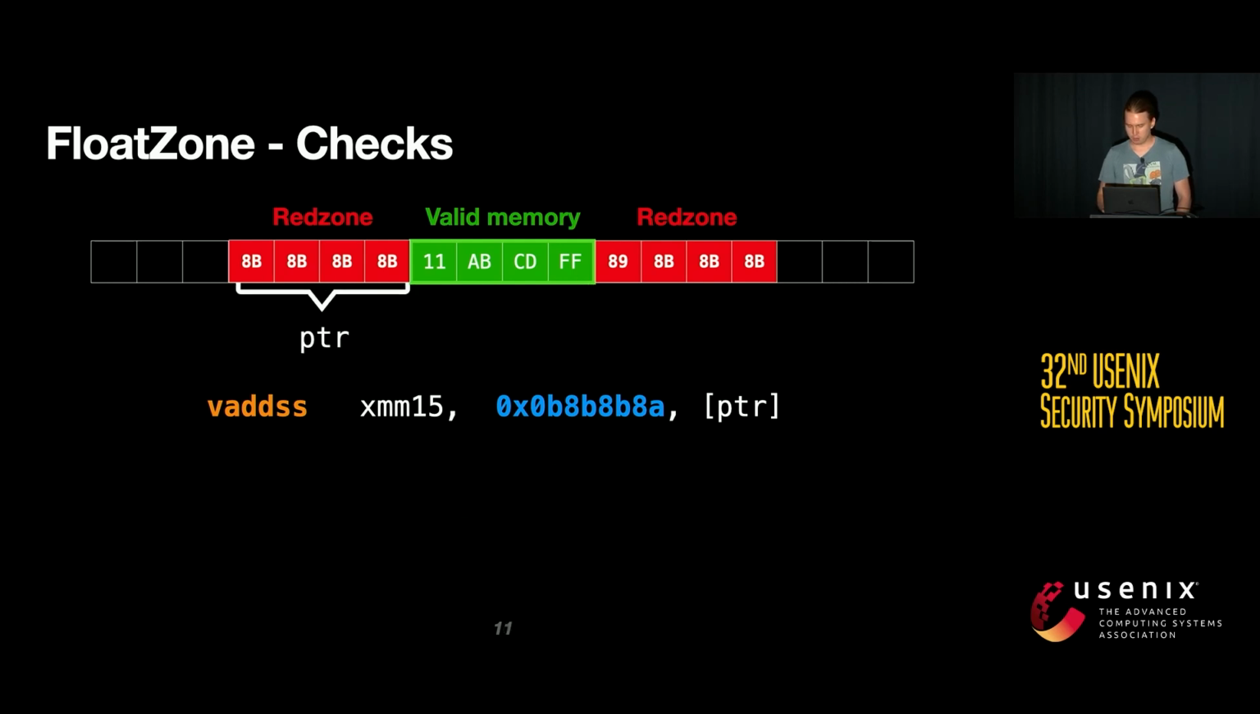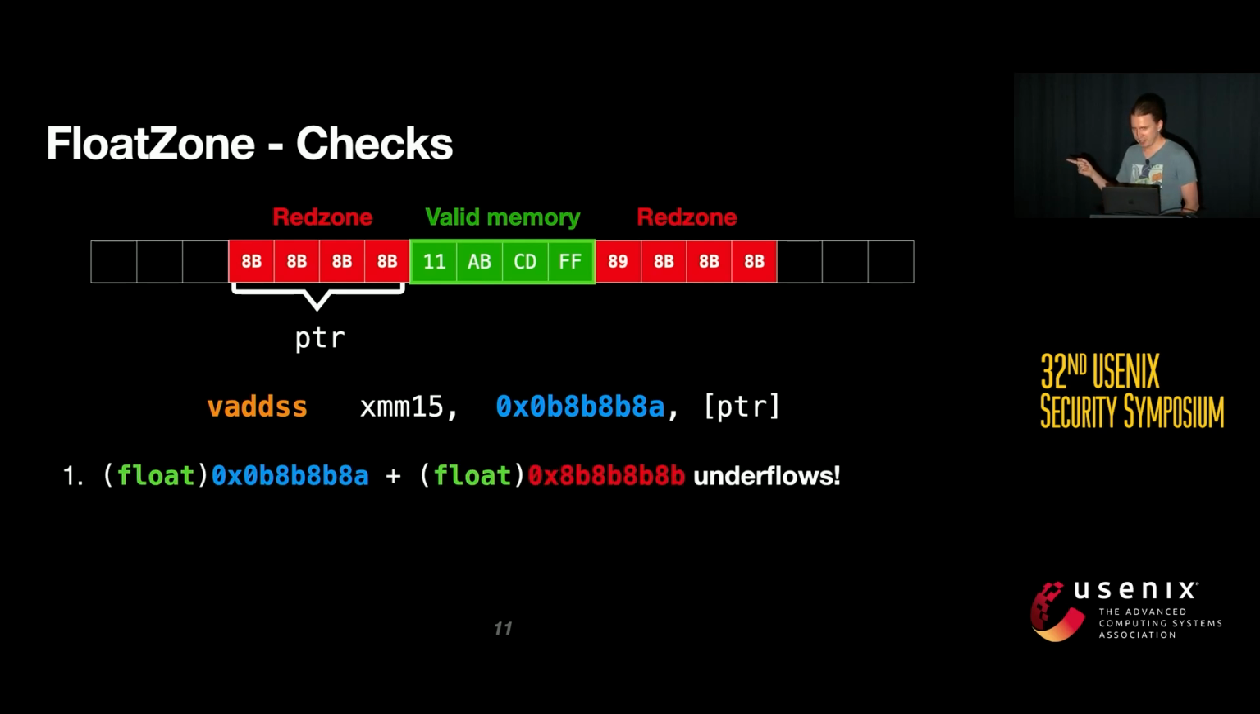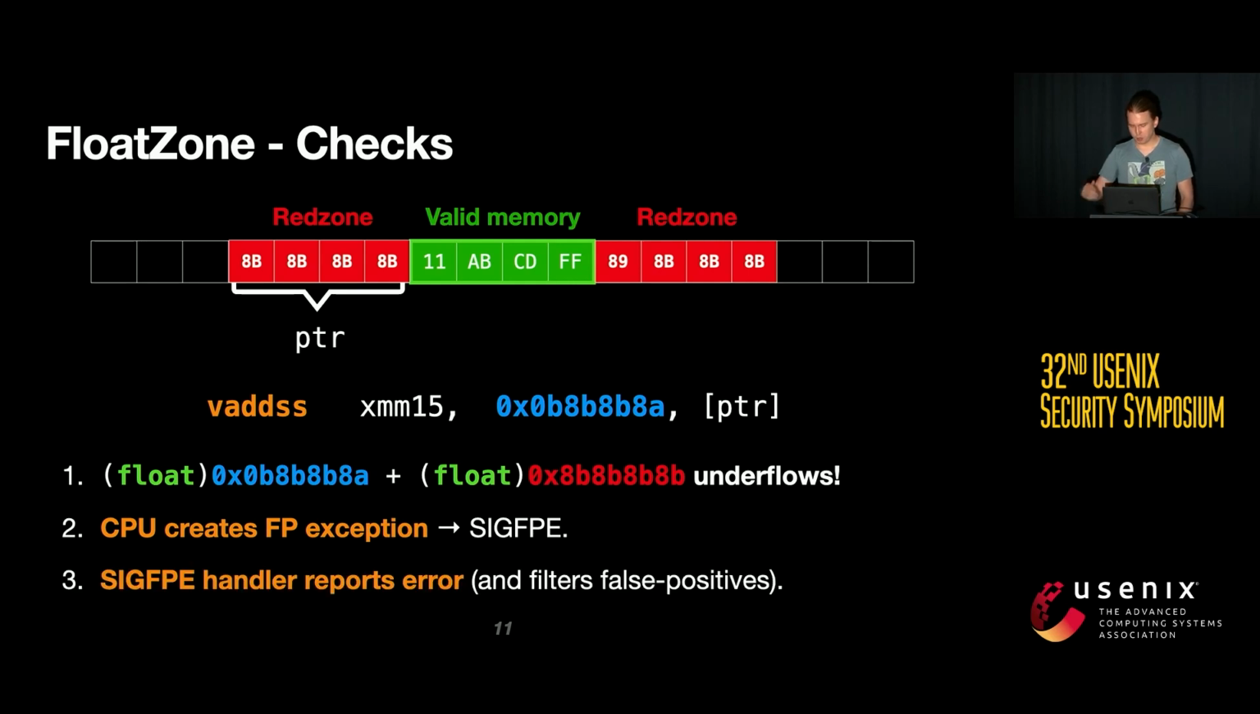But the interesting case is, what if the pointer goes to the red zone? What now happens, we add the magic constant and the red zone value together. And this happens to be a floating point number that's so close to 0 it can't be represented, but it's not 0. And the FPU notices that. So the CPU creates a floating point exception, and we see it with the SIGFPE, our signal handler for the floating point exception. We just put our error handling code that used to be behind the if, in the if body, into the signal handler. We can filter out some false positives, and that's pretty much the whole system.